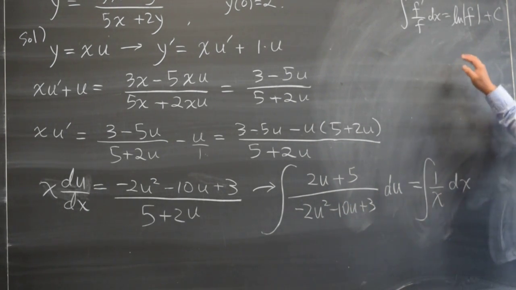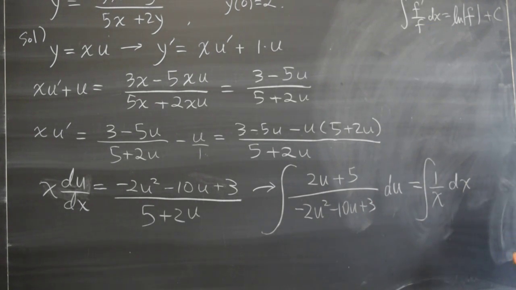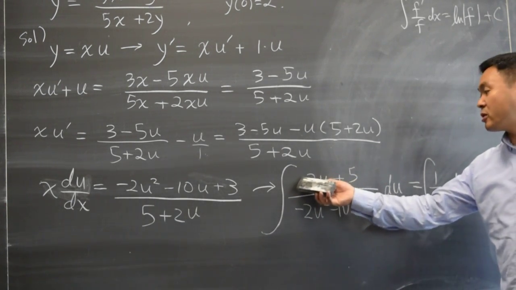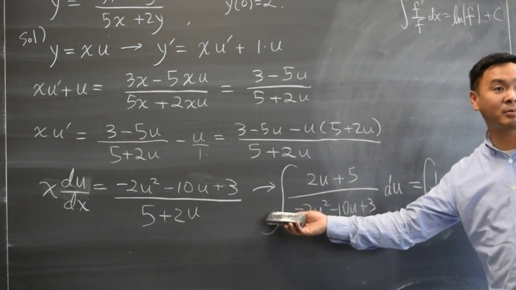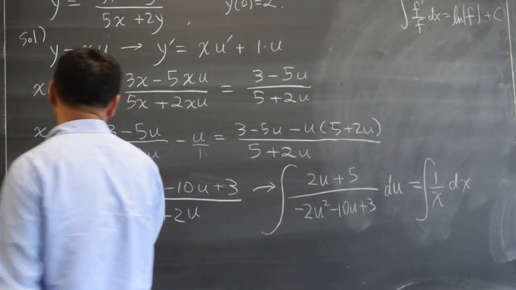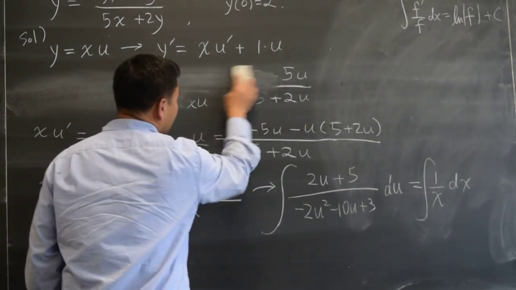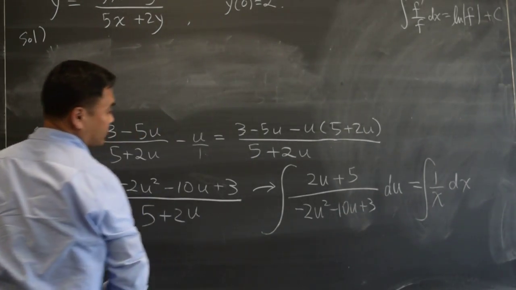So if you want this left side to look like f prime over f, what should you do? Multiply the numerator by negative 2, and then the whole integral by negative 1/2. You have to undo what you did, right? So let me erase this part. Wait, divide or multiply the whole integral?